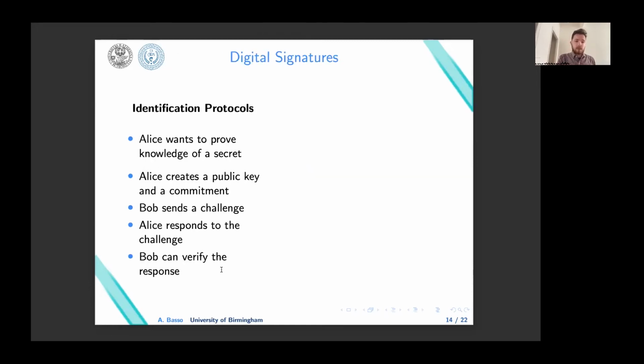Now that we covered encryption, we can move on to digital signatures. And here we also have two different types of primitives that it's important to distinguish. So we have an identification protocol where Alice basically wants to prove knowledge of a secret. And the way that she does it is that she generates a public key and a commitment. Then Bob sends a challenge value and Alice responds to this challenge. And then Bob or anybody else can verify that this response is the correct one to the right challenge. And Bob then knows that Alice knew the secret that Alice wanted to prove knowledge of.